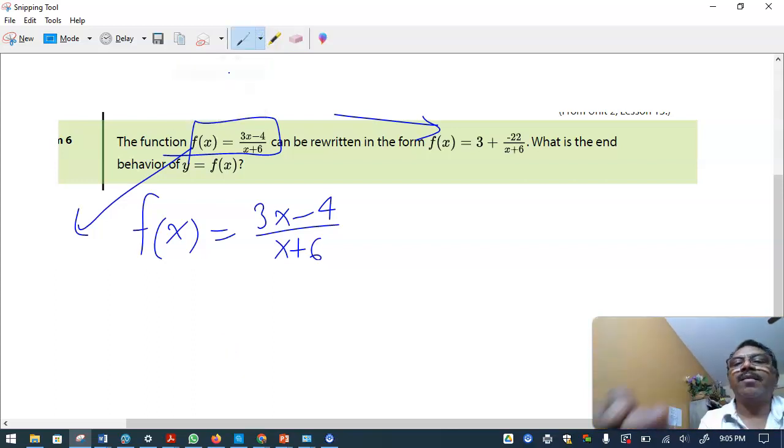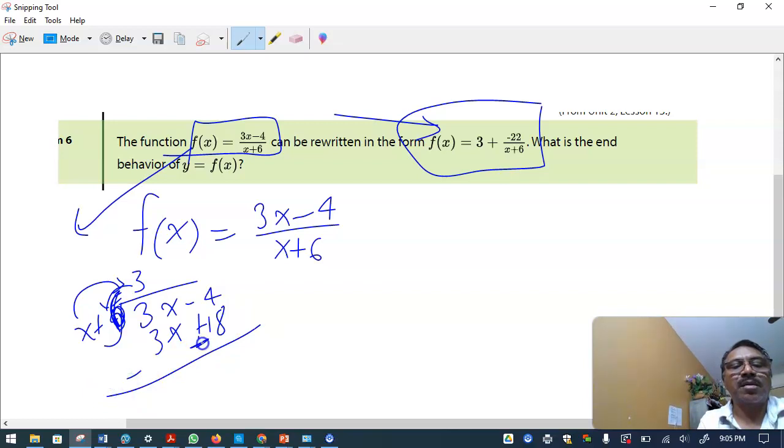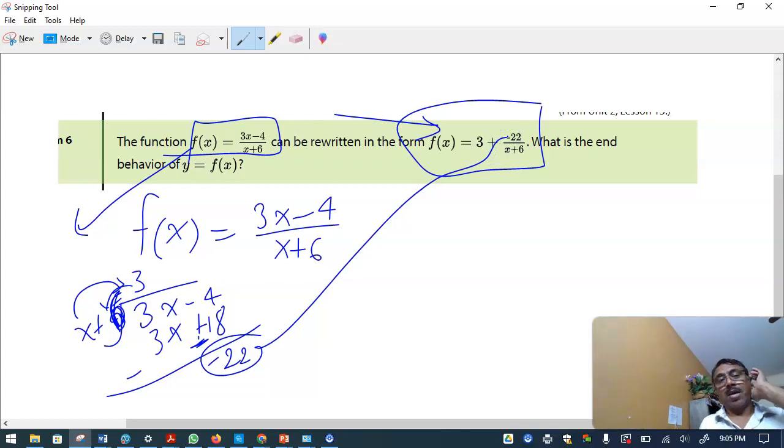Even though they gave you this, the question is how did you get it? It's like this. You put the dividend inside, you put the divisor outside, ask a question, what multiplies x to get 3x? And you can say it has to be 3, and then you multiply this, and 6 times 3 is 18, right? So you get 18, and then you subtract. So this becomes minus 22, and that's the remainder right here. See? Okay, and this is the question.